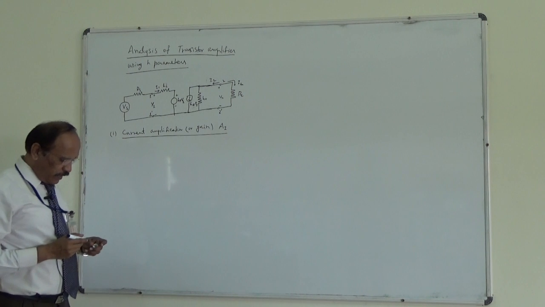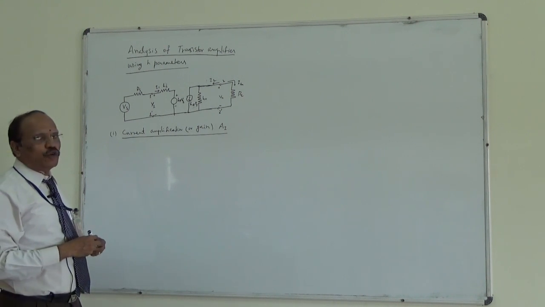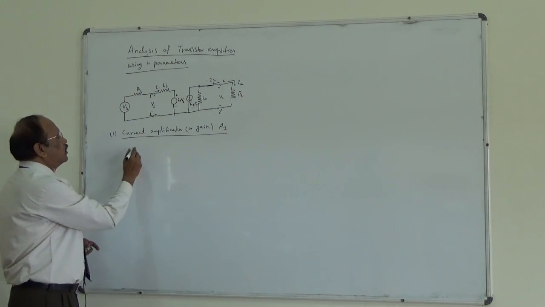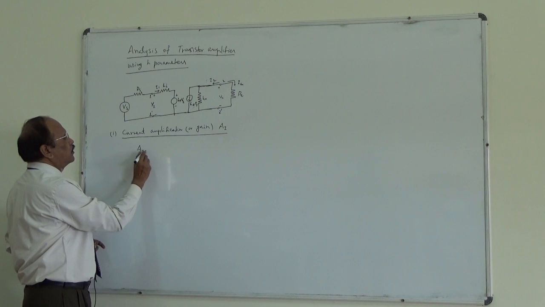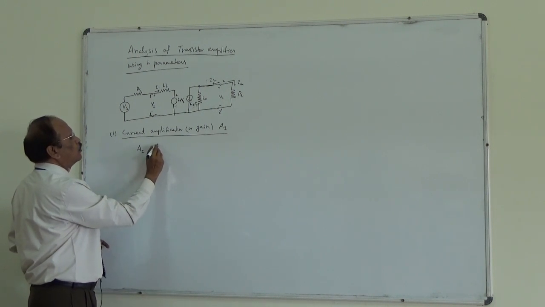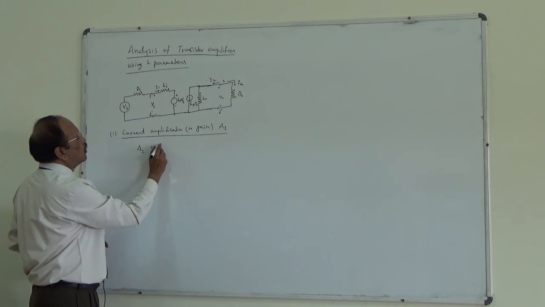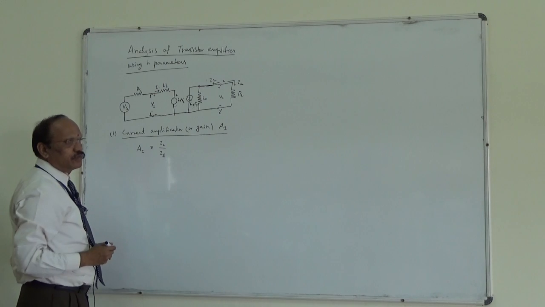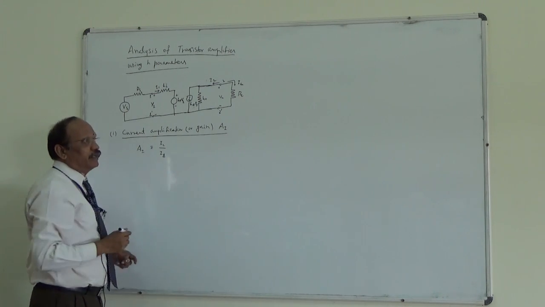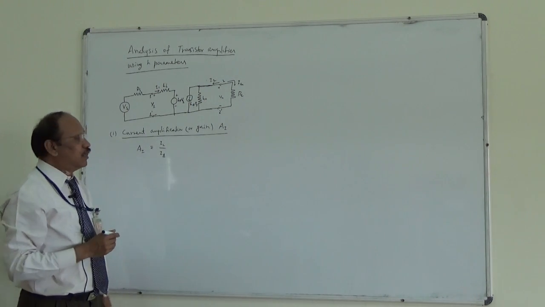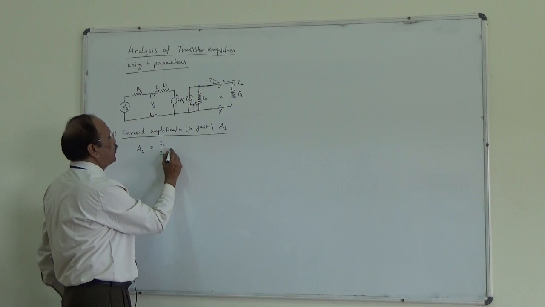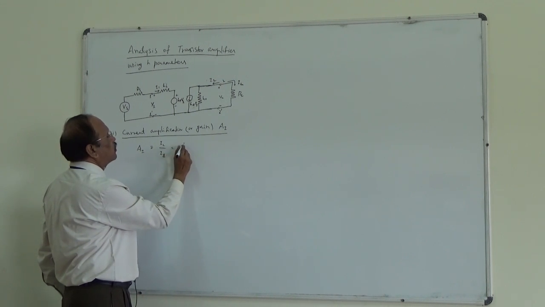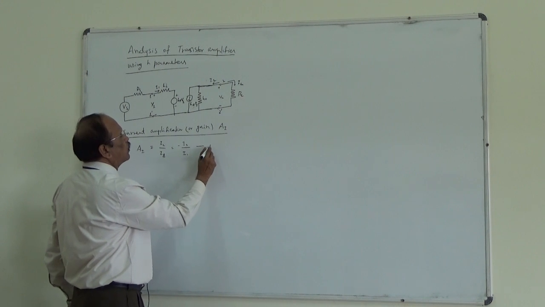So the current amplification is defined as the ratio of the output current to input current, that is given as AI is equal to IL by I1. But since IL and I2 are opposite to each other but of the same magnitude, we can write this as minus I2 by I1.